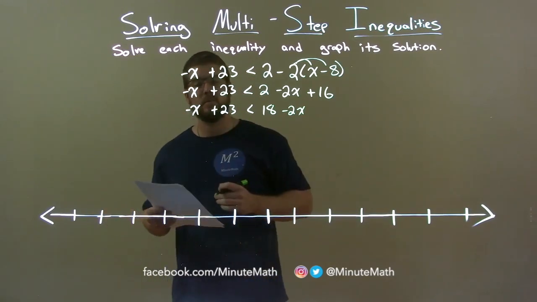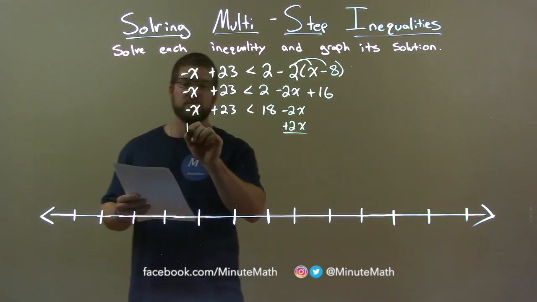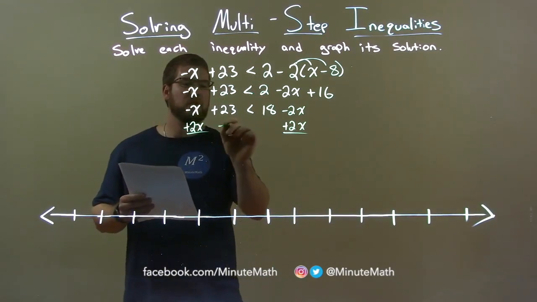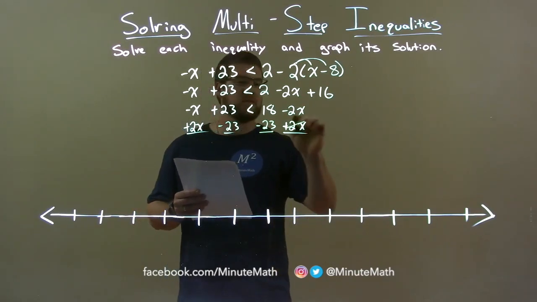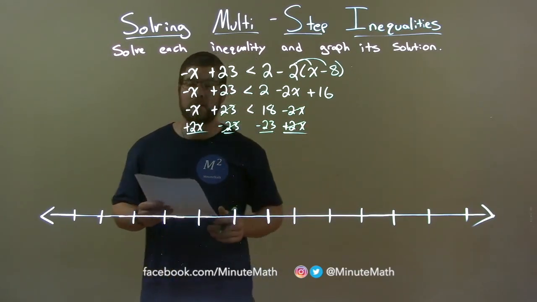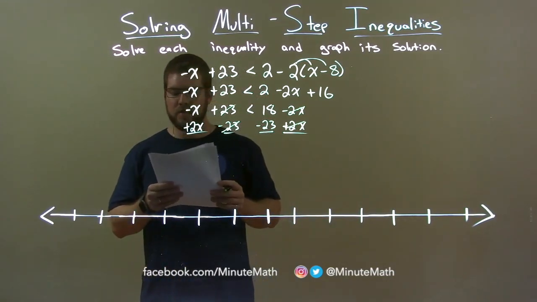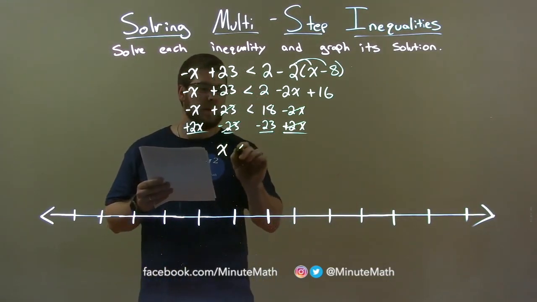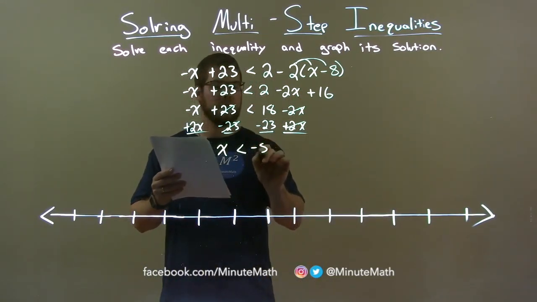Let's bring our x's to the left and our numbers to the right. So we add 2x now to both sides, and subtract 23 from both sides. X's eliminate here, and 23's eliminate there. Negative x plus 2x comes out to be a positive x, just 1x. And still less than, and 18 minus 23 is a negative 5.